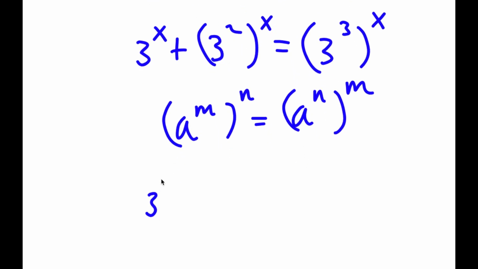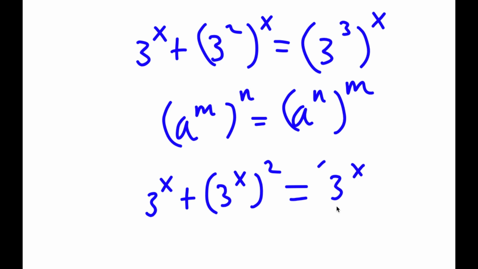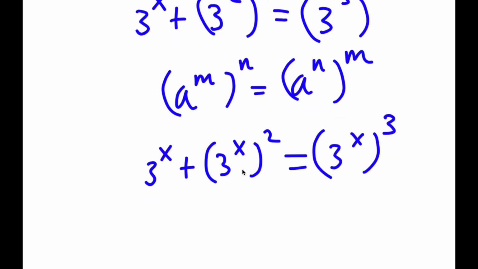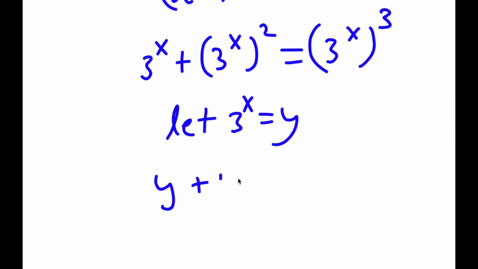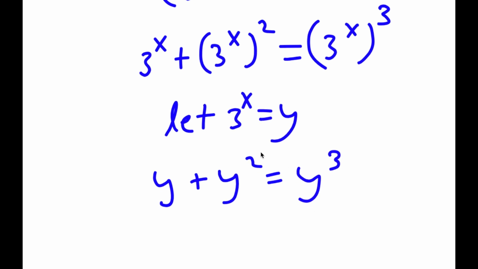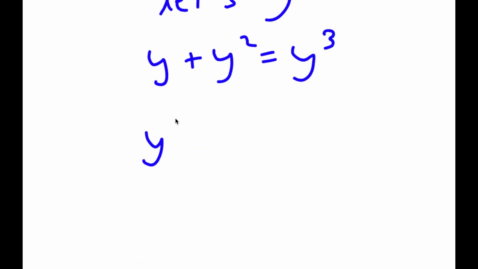So I can rewrite these as 3 to the power of x plus (3 to the power of x) to the power of 2 is equal to (3 to the power of x) to the power of 3. Now I'm going to let 3 to the power of x equal y. So now I have y plus y squared is equal to y to the power of 3. And this can be written as y to the power of 3 minus y squared minus y is equal to 0.